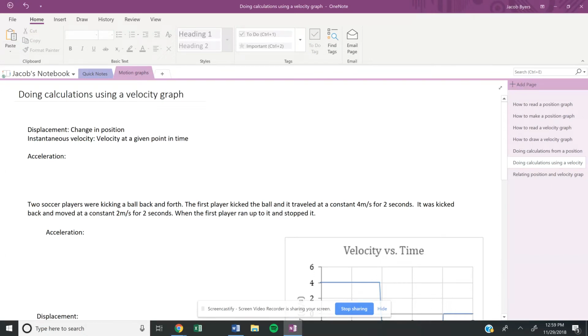Hello, so now we've done calculations with a position graph. We've looked at velocity graphs and making velocity graphs. Let's take a look at how you can calculate various things from the velocity graph.